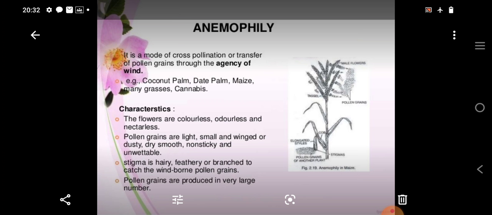And the last one is that the pollen grains are produced in very large number because the probability of landing on the stigma is very less.